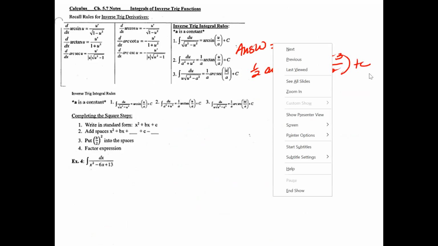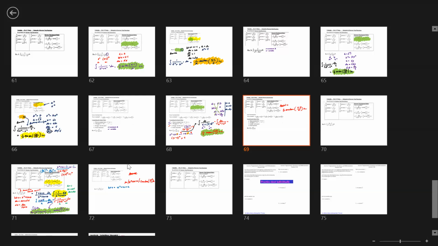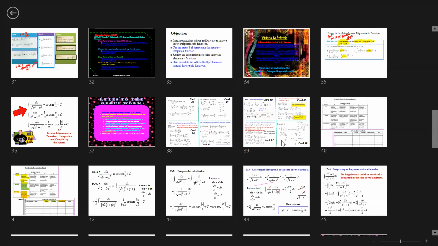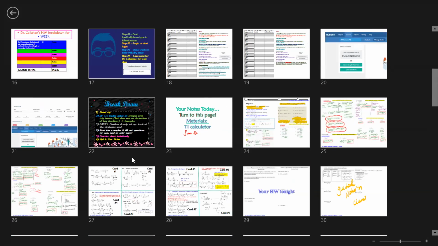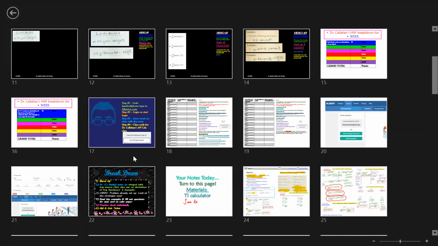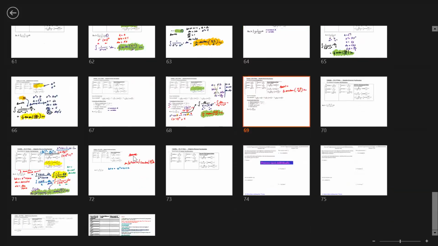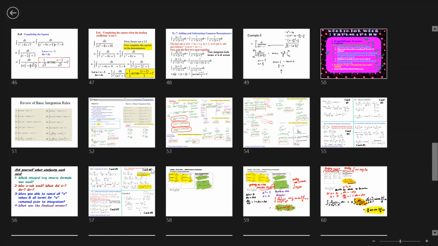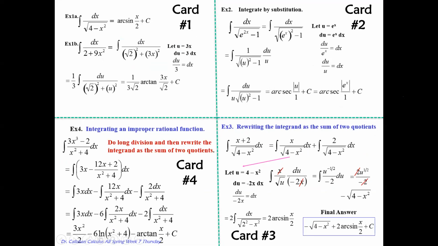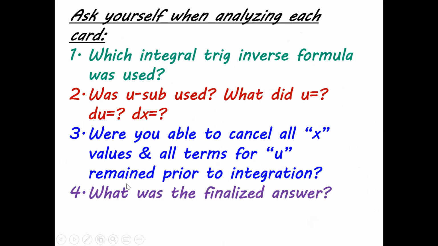All right, you guys, that is basically it for the 5 different examples here. I would like you to do some extra practice with the 8 cards and the steps that are given to you. Looking at these 8 cards, starting right here, you have card 1, 2, 3, 4. You have the steps given to you, and I want you to do some extra practice with this. So ask yourself when you're analyzing each card, which integral trig inverse formula was used? Was u sub used? What did u equal, du, dx? Were you able to cancel all the x values in terms of u prior to the integration? And what was your finalized answer?